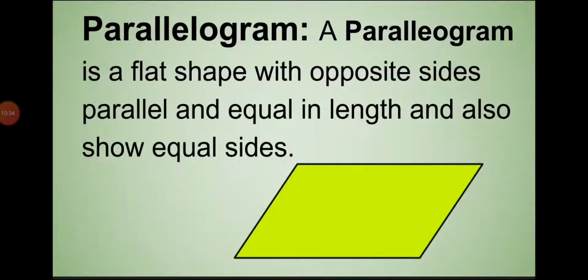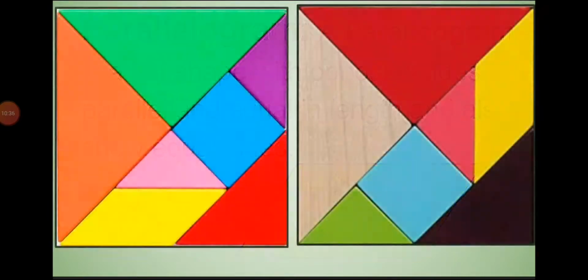Now let me show you Tangrams here. Here are 2 Tangrams, a square shape. First we count the total number of pieces it has, or how many pieces it is divided into. 1, 2, 3, 4, 5, 6, 7. It has 7 pieces. Now look at the shapes.